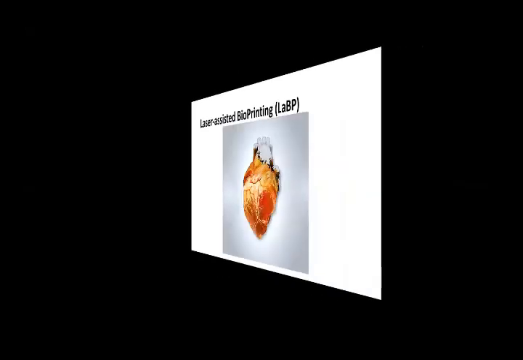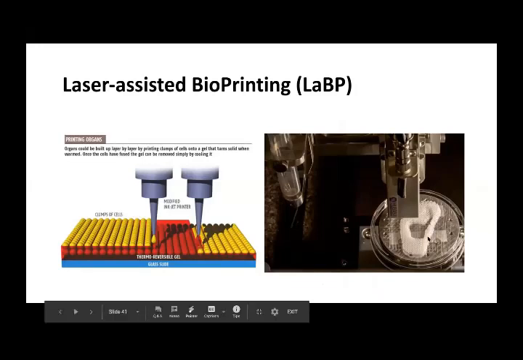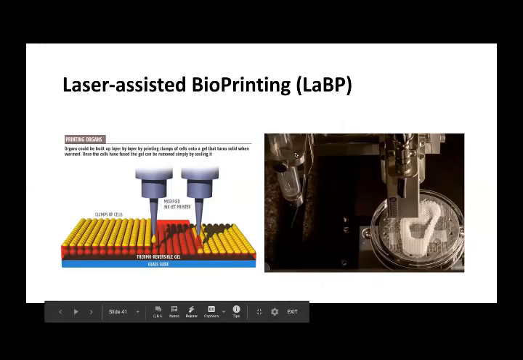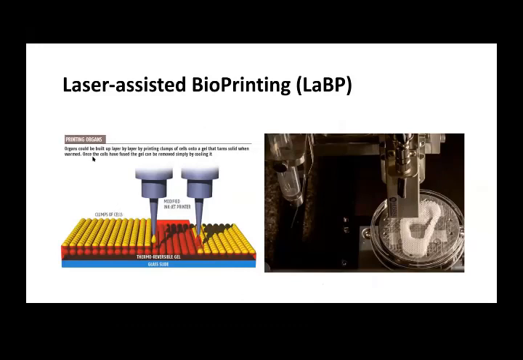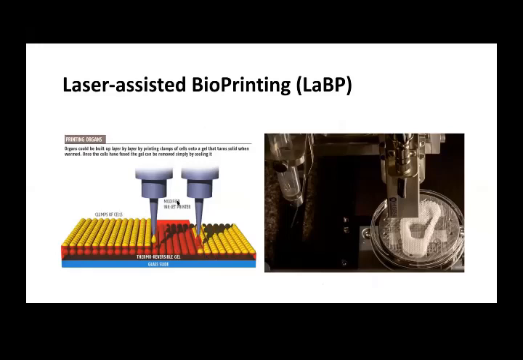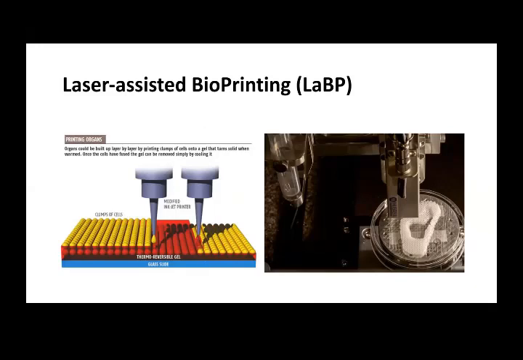This is another example. You can see they're printing the organs level by level, basically building up onto it. Clumps of cells are printed onto a gel that turns solid when warm. On a glass slide, a thermal reversible gel is placed, and clumps of cells are being injected by a modified inkjet printer. But once the cells have fused, the gel can be removed simply by cooling it.